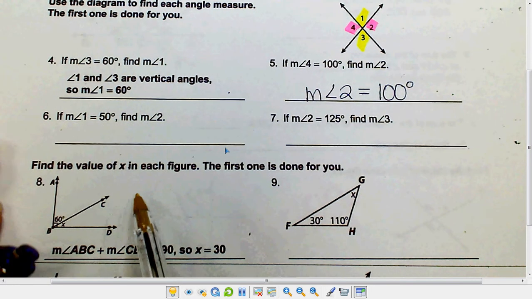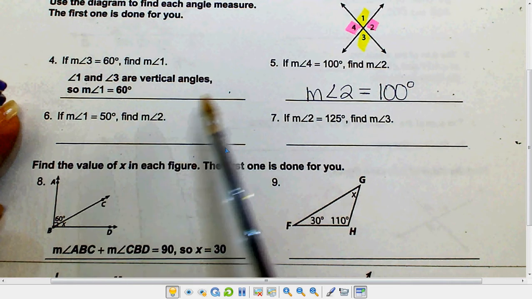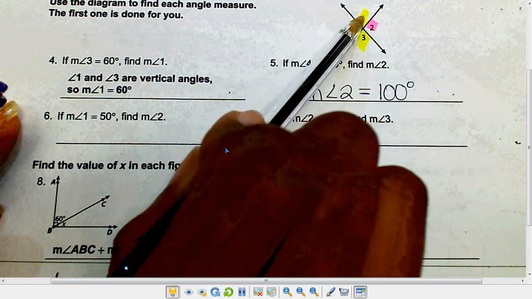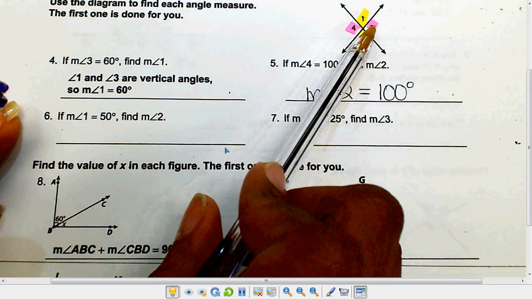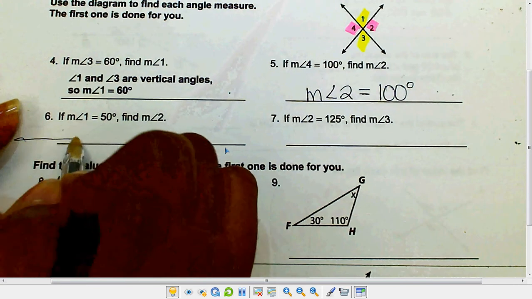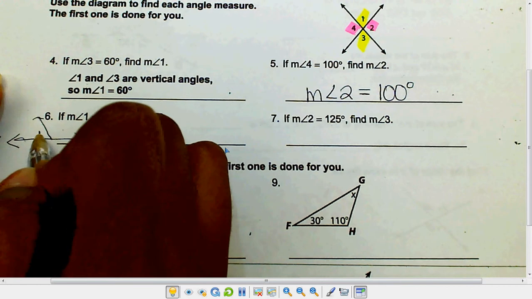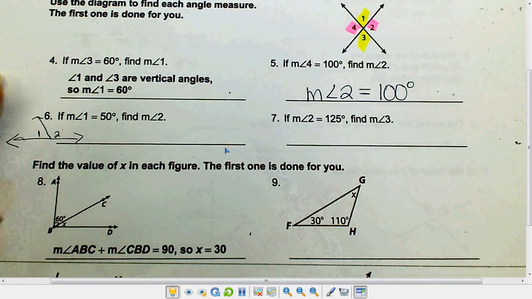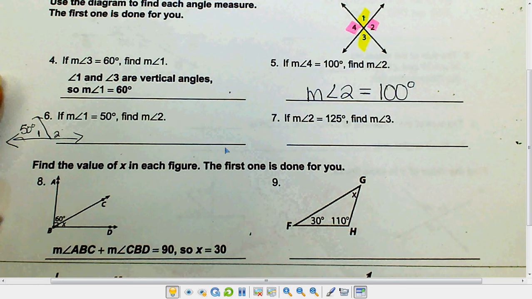Okay, let's look at number 6. It says if the measure of angle 1, which is right here, is 50 degrees, find the measure of angle 2 that's sitting right beside it. So this is kind of what we have here. Angle 1 is right here and angle 2 is here. It's already telling you that angle 1 is 50 degrees. You should realize that these are making up supplementary angles. So therefore, we can solve this with an equation.